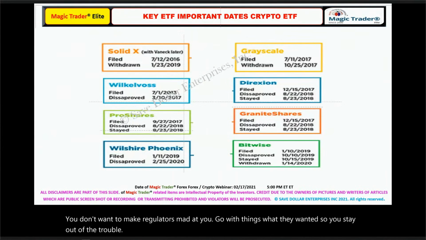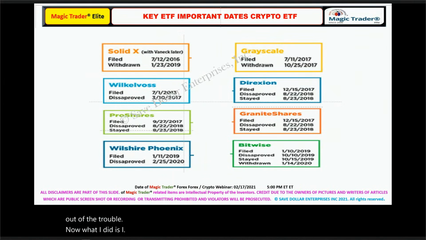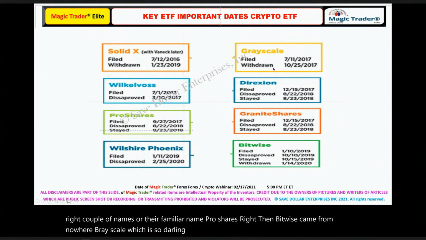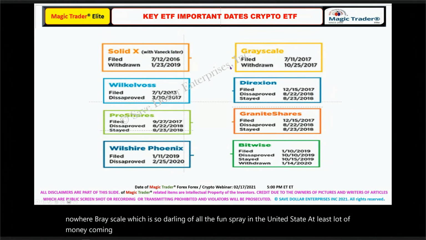Now, what I did is I created some history of when they started. You could see here, right? A lot of ETFs were started, right? A couple of familiar names are there, ProShares, right? Then Bitwise came from nowhere. Grayscale, which is a darling of all the funds today in the United States, at least. A lot of money is coming into this one. It started at $9-10, right? And now it's around $50. So these are the earlier comers.